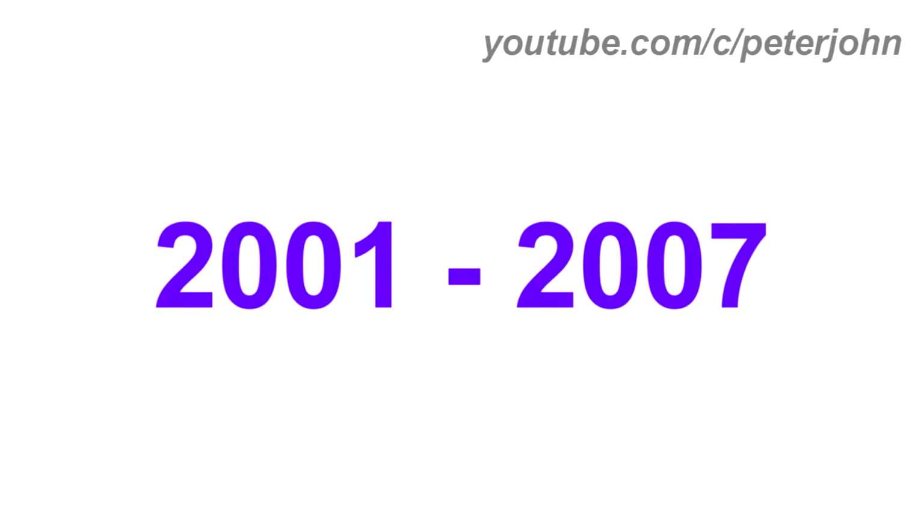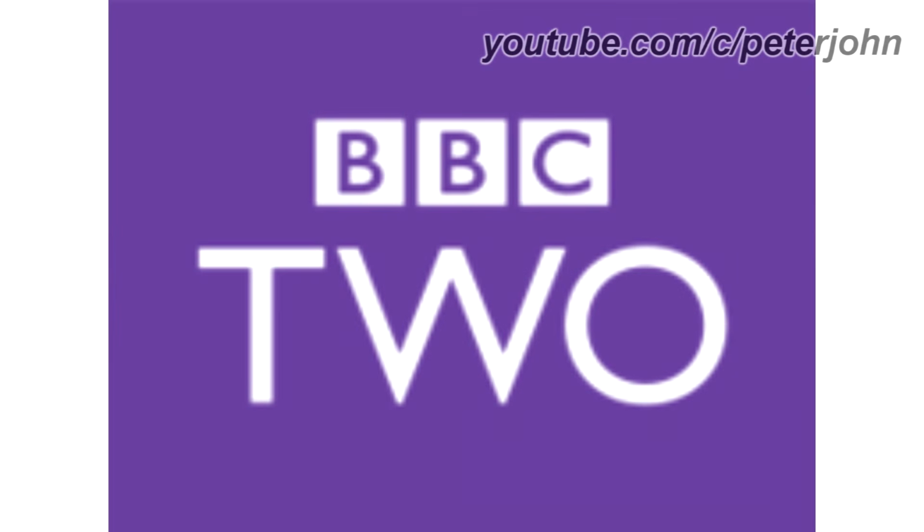2001 to 2007, the word 2 is bigger, in white text, and under the BBC logo, which is now white. Also, the logo is now on a purple background. Here is a bumper.